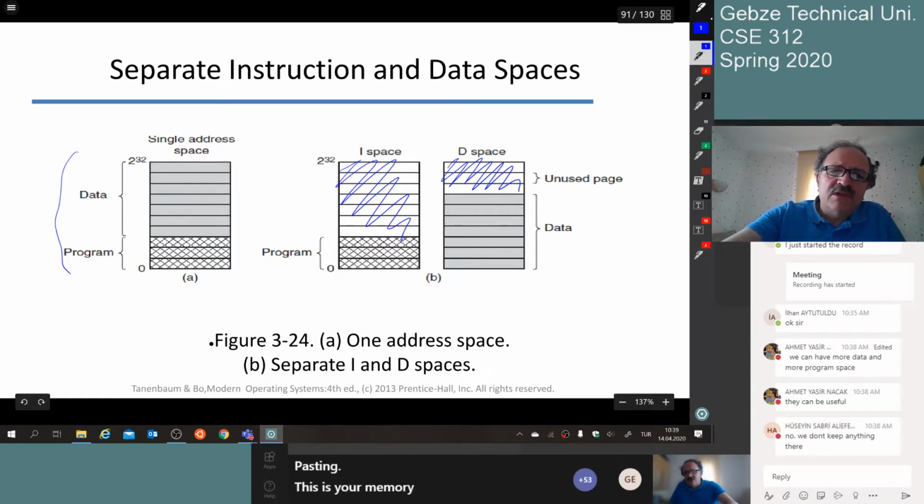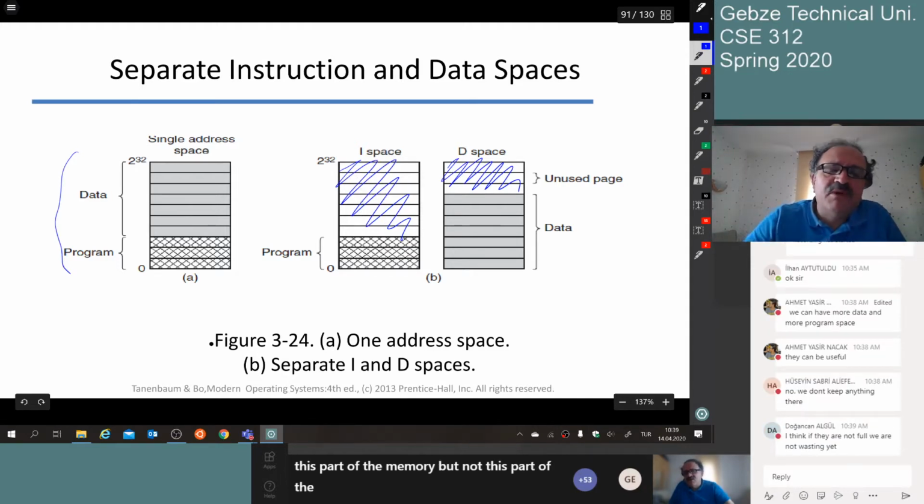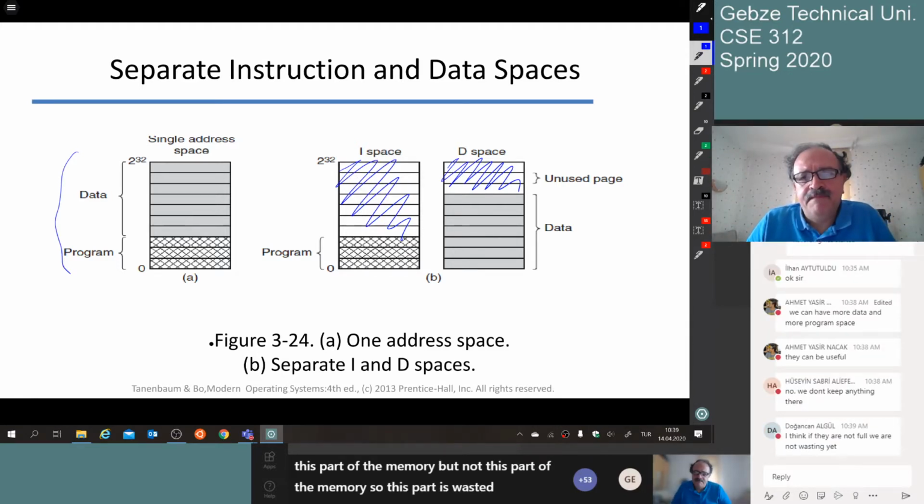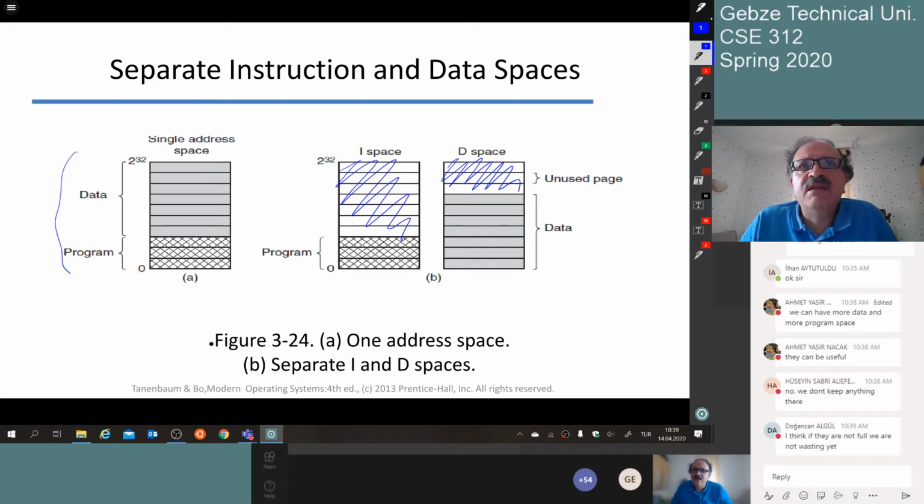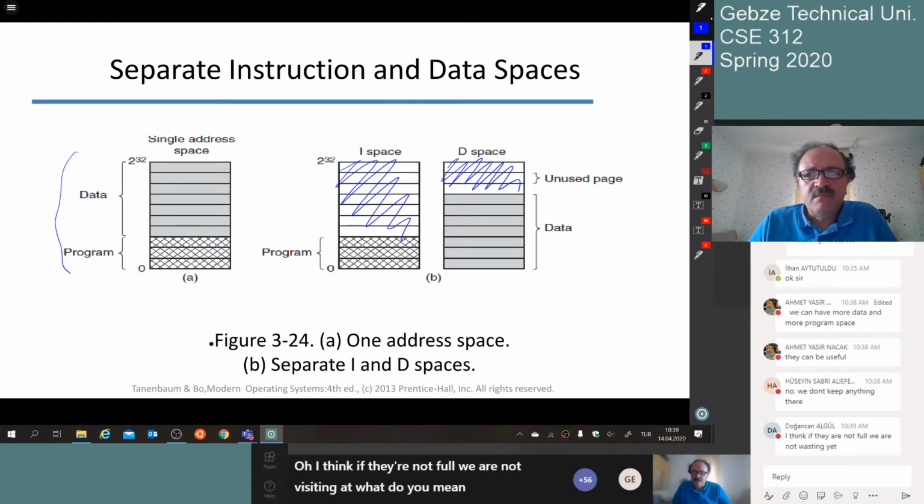This is your memory, okay? You are using only this part of the memory, but not this part of the memory. So this part is wasted. Nobody is using it. It is empty. I think if they are not full, we are not wasting it. What do you mean, Doğancan? I mean, if you have a total of 64 kilobytes of space, and you are not using 48 kilobytes of it, then you are wasting it.